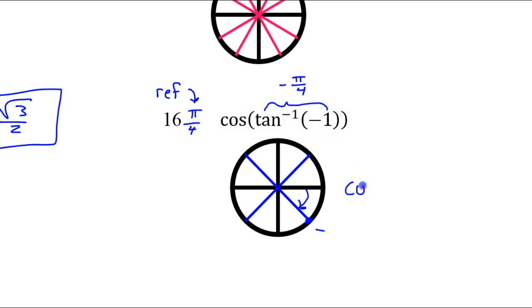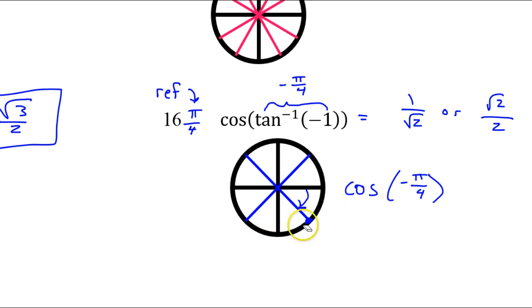That means now what I have is the cosine of negative pi over 4. Okay, fine. What's the cosine of pi over 4? Ignore the negative for a second. Cosine of pi over 4 is 1 over radical 2, also known as radical 2 over 2. But negative pi over 4 is right here. Is cosine negative or positive over here? Well, cosine is positive on the right hand side of the circle. So this will actually give me positive 1 over radical 2, or radical 2 over 2. So these are the answers. No need for a negative sign.